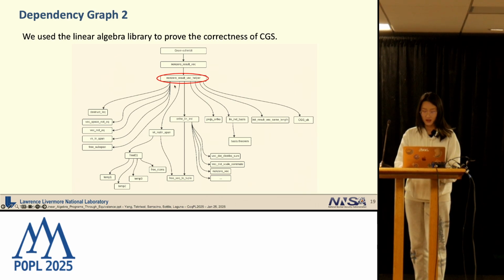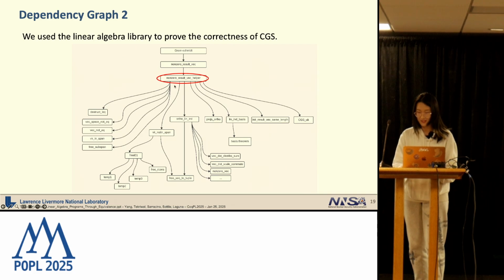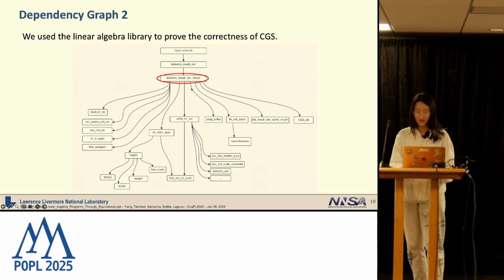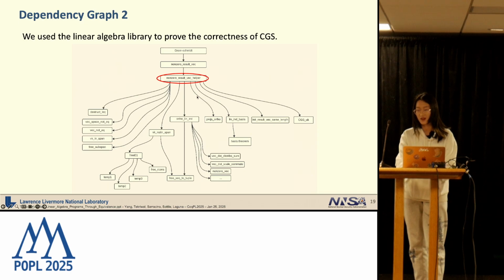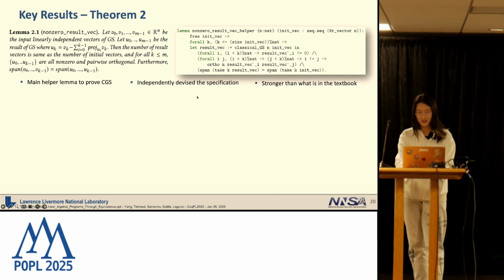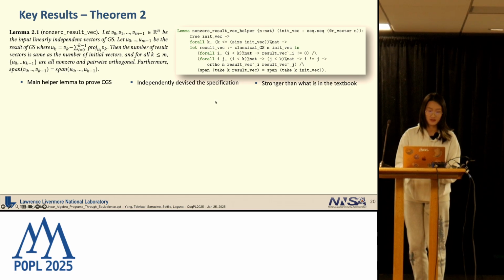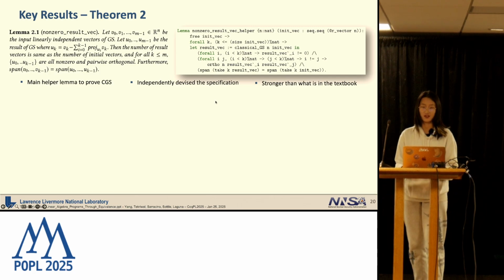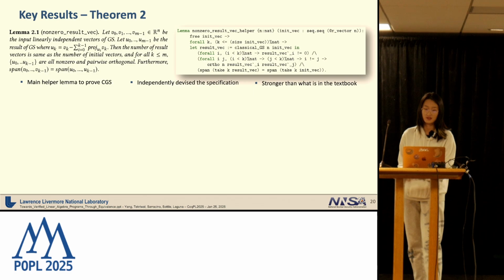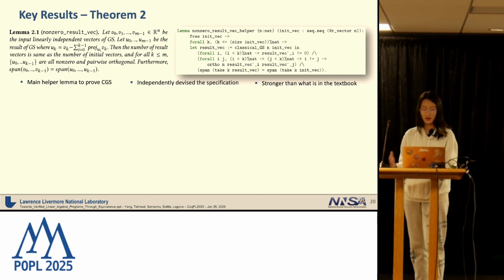This is called non-zero result vector helper. I named it myself, and this is the key helper lemma to help us develop the correctness of Gram-Schmidt. And here's what it states. It also gets really messy. So let me walk through. So let this set of v's, v0 to vm minus 1, be some vectors in Rn, and they are linearly independent. So they are the input to our Gram-Schmidt algorithms. Let all the u's, u0 to um minus 1, be the result of Gram-Schmidt.